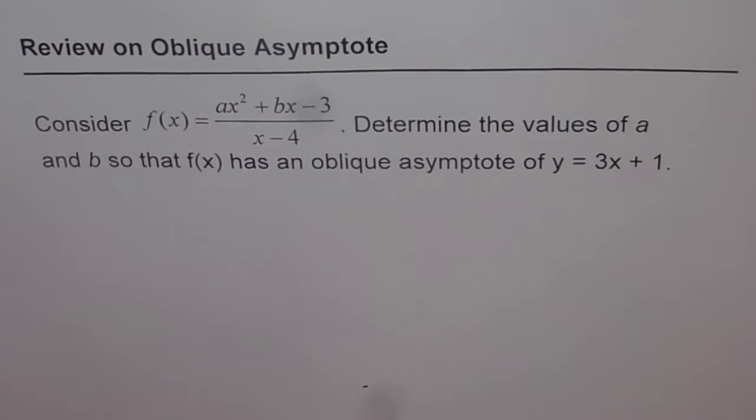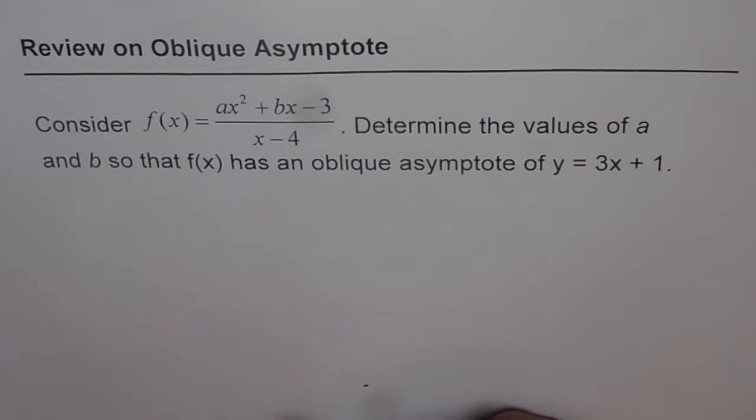Review on oblique asymptote. Consider the function f of x equals ax squared plus bx minus 3 divided by x minus 4. Determine the value of a and b so that f of x has an oblique asymptote of y equals 3x plus 1. Interesting. Now if you recall, what is the condition for a function to have an oblique asymptote?